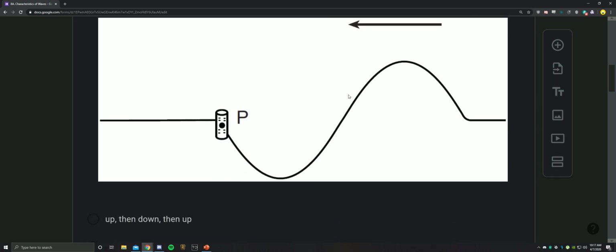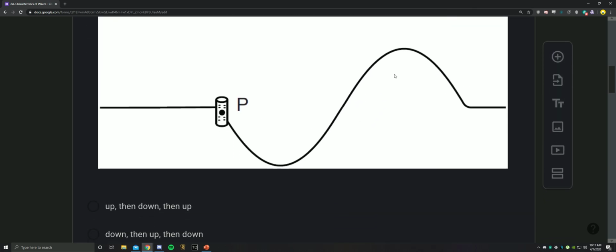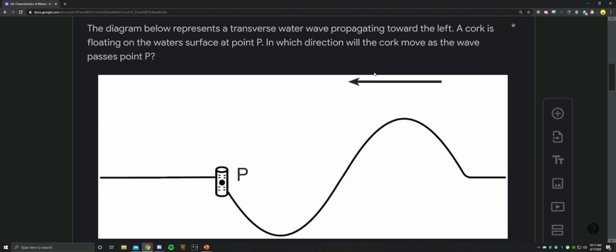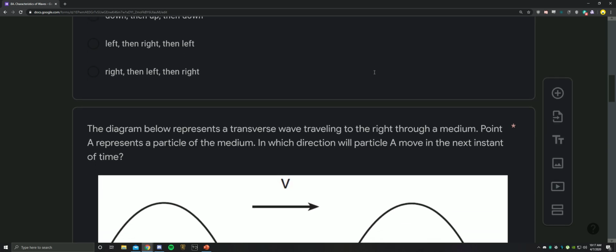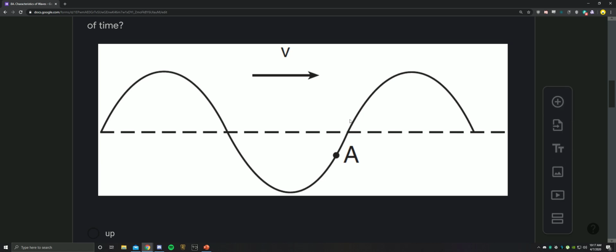Use the same logic for this question, except this question, you're actually moving to the left. So be careful with that. You're moving to the left. Same type of question, and this question, moving to the right.